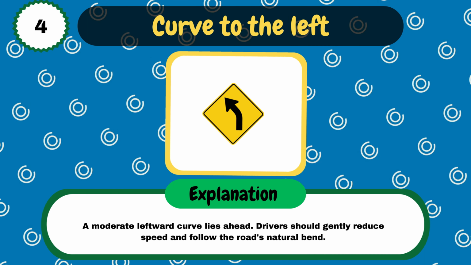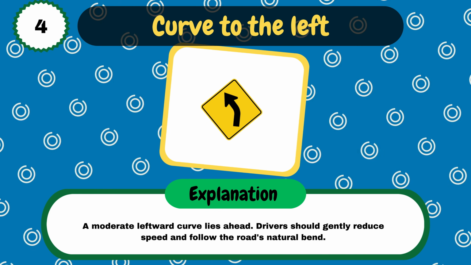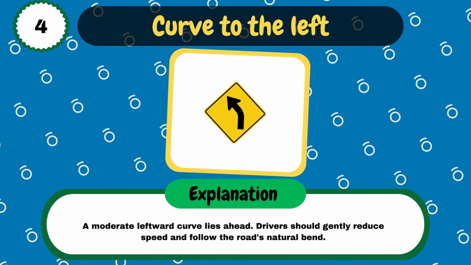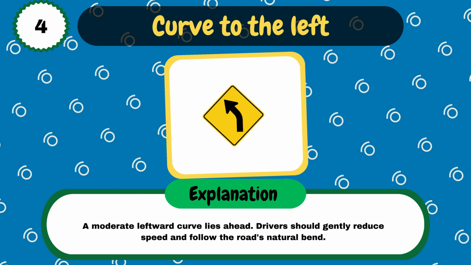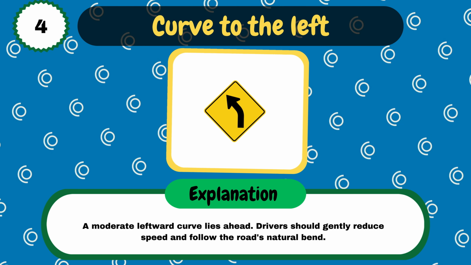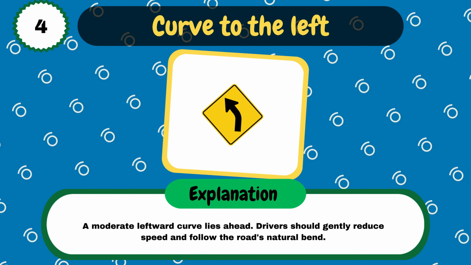This is the curve to the left sign, and it means a moderate left-hand bend is approaching. Drivers should ease off the accelerator, maintain a steady path, and let the road guide the direction naturally without oversteering.